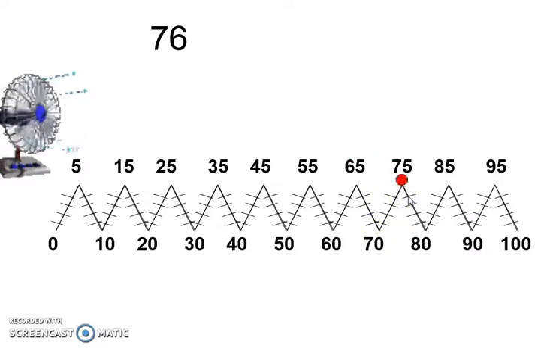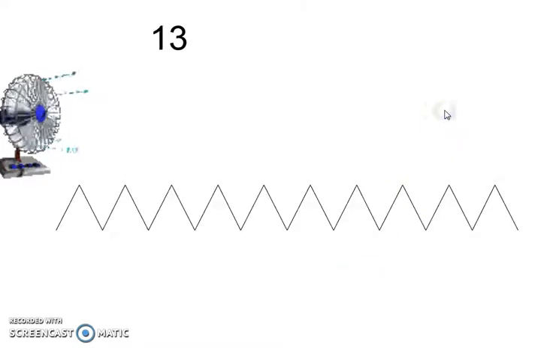So if I put a meatball right there at 76, if I let go of the meatball, what will it roll to? Well, obviously it's going to roll down to 80, because 76 is closer to 80 than it is to 70 or any other number.